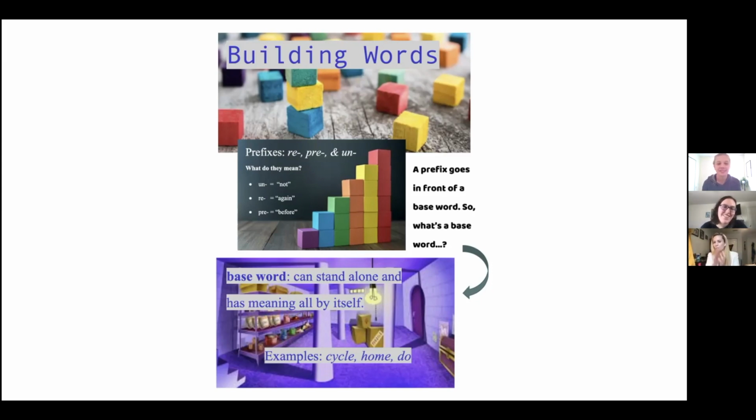So we know that a prefix goes in front of a base word. What's a base word? If we look at the bottom of the handout, you can think of the word basement. A base word can stand alone and it has meaning all by itself. This is different than what we talked about last time about root words. They're similar, but a root word can't stand alone. It would be a word that if you saw it all by itself, you'd say, that's not a full word, that doesn't mean anything. Okay, so that's the difference.